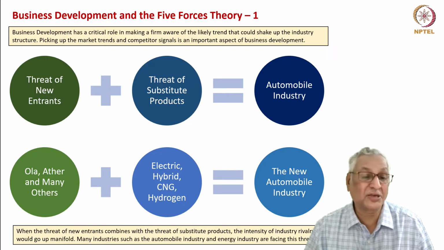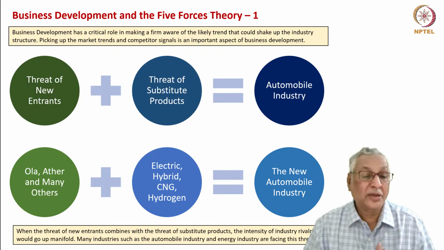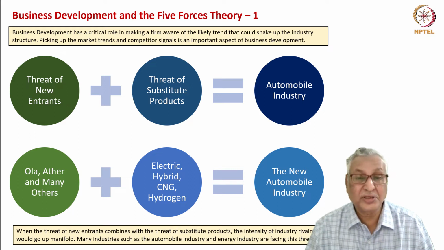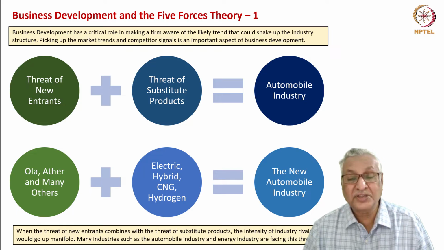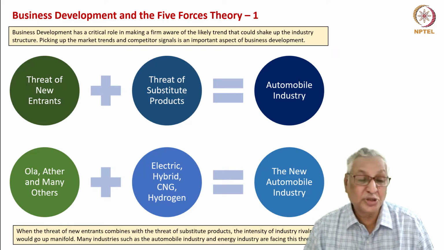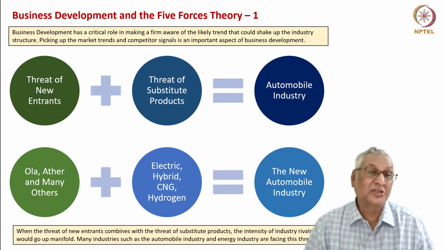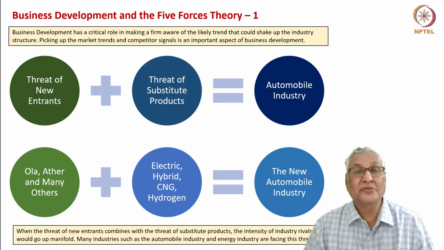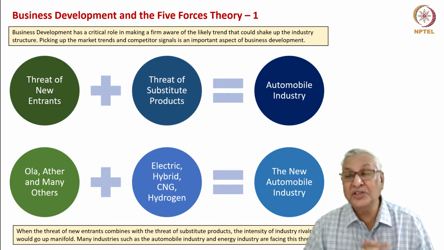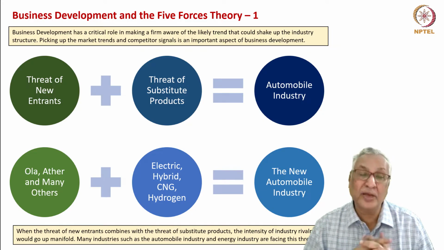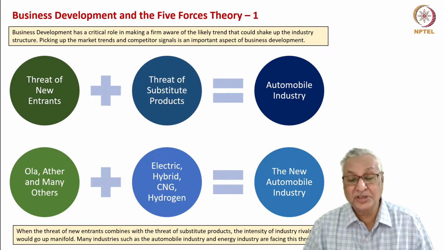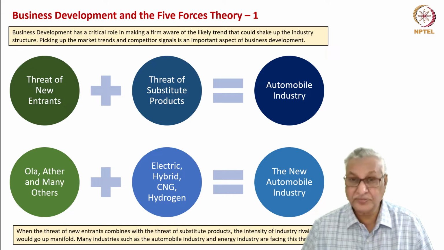Automobile industry is an example. Ola, Ather, and many others are the new entrants which came into the automobile industry. Technologies such as electric, hybrid, CNG, and hydrogen are coming in at a rapid pace. Together, a new automobile industry is getting established. When the threat of new entrants is combined with the threat of substitute products, the intensity of industry rivalry would go up manifold. Many industries, such as the automobile industry and energy industry, are facing this threat.